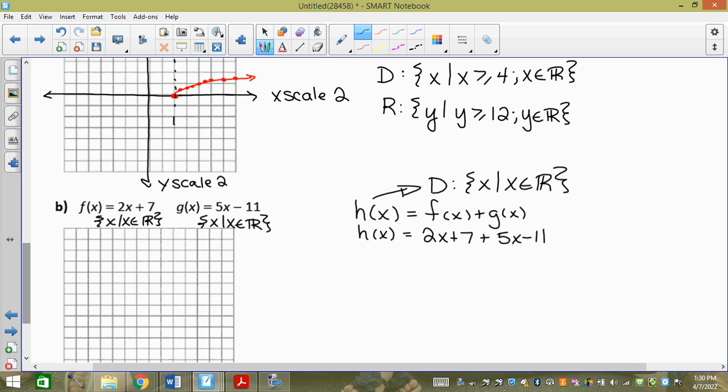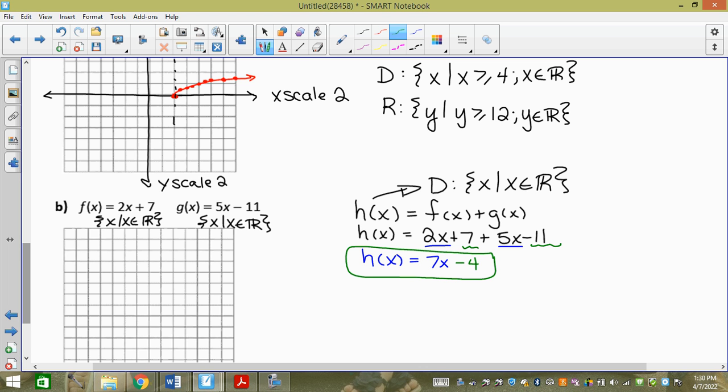Can I box h of x? Do I have the equation? No. What can I do? Yeah. So I can actually combine like terms, correct? I'm not done because I can combine like terms. So h of x equals 2x plus 5x is 7x. 7 minus 11 is minus 4. It's a line, 7x minus 4.